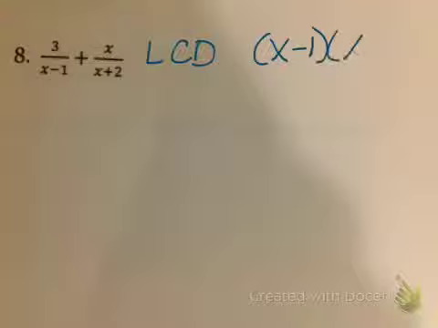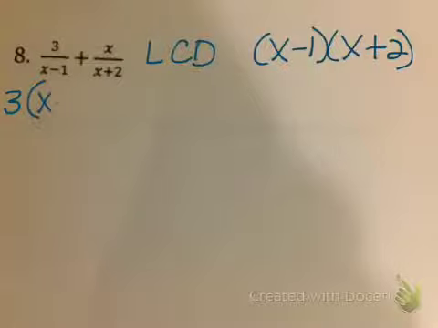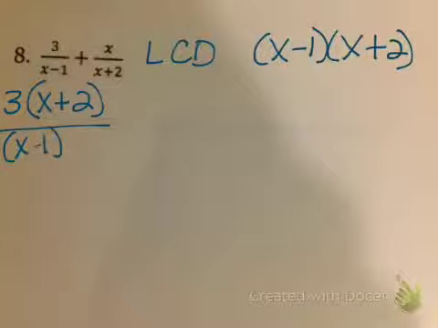Moving to addition, when I want to add two fractions, I need a common denominator. So what is my LCD? Least common denominator would be x minus 1 times x plus 2. So the first fraction would need an x plus 2. So I'd have 3 times x plus 2, that would be the numerator of the first fraction over x minus 1 times x plus 2.